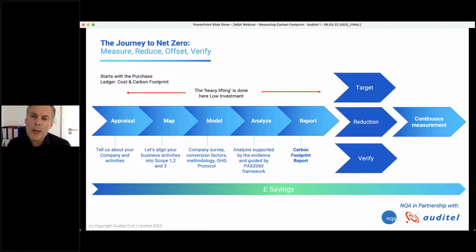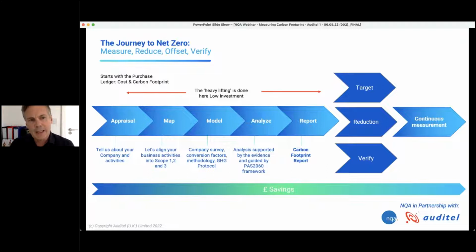So the objective is for you as a business, and depending on where you are on your journey in terms of targeting, setting emission reduction targets, verification, it all needs to start with the data, the report. So we go through the process of appraisals, mapping, modeling, analyzing, and clearly coming up with a report in order to then be the benchmark, the baseline in order to reduce emissions going forward.